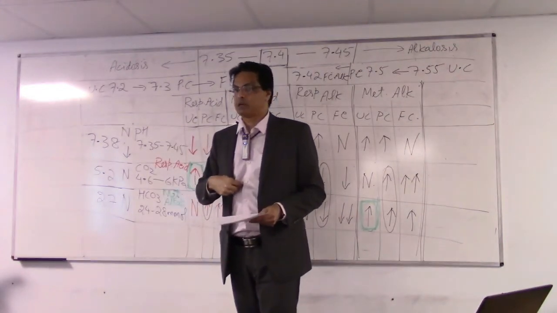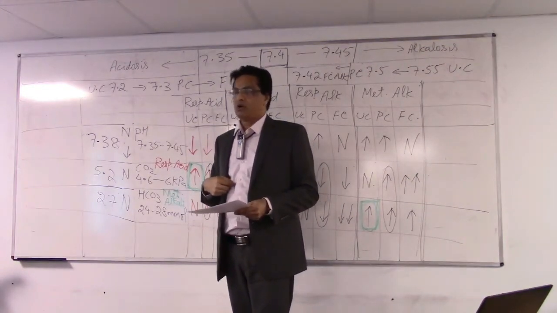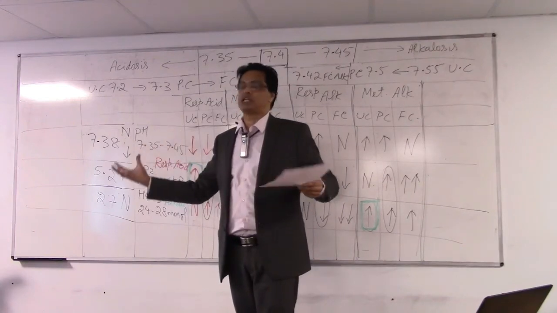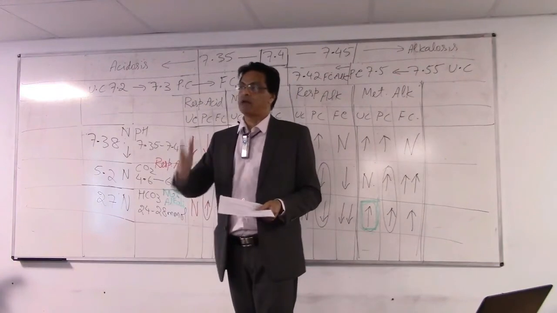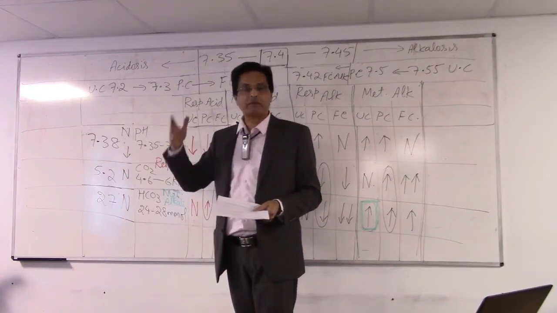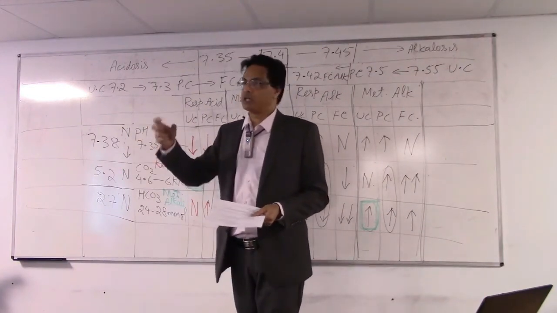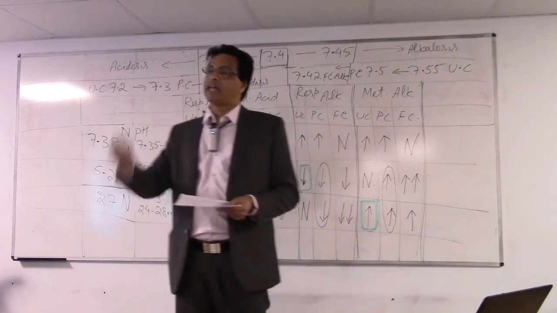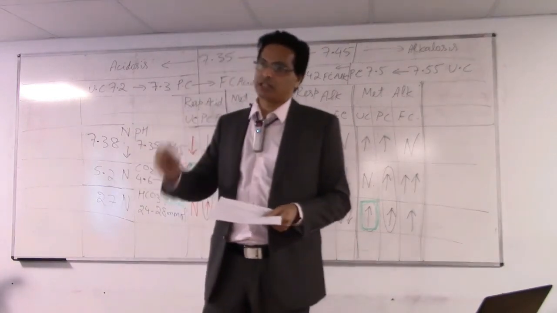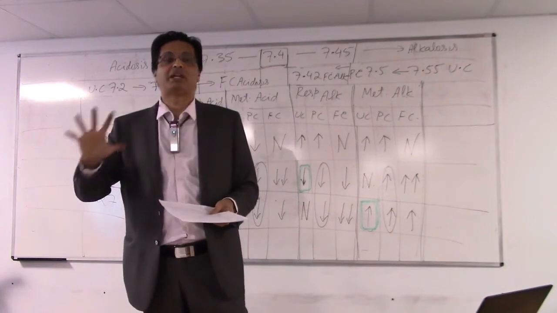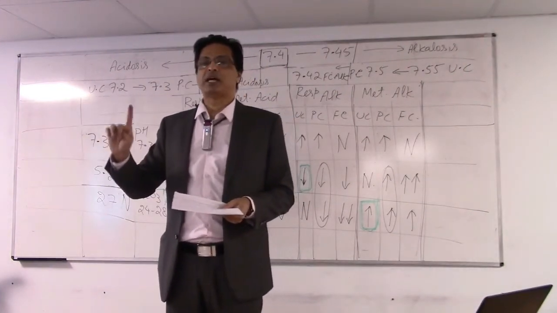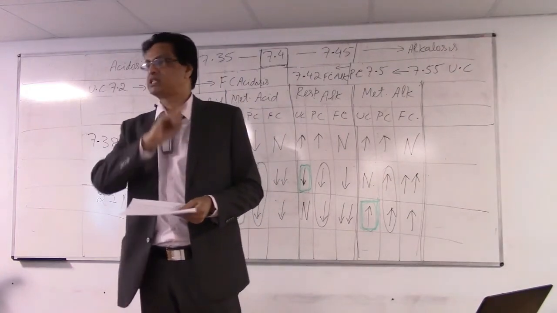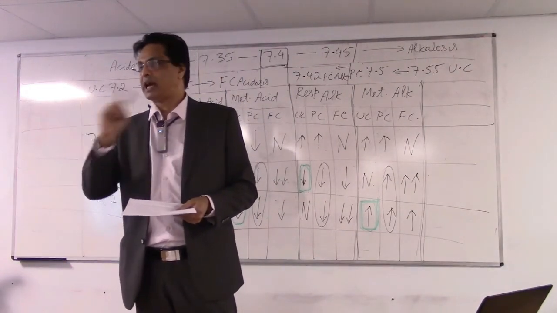What acid do we have in the stomach? Hydrochloric acid. Or if somebody has got a cardiac arrest, there will be lactic acidosis. Or diabetic ketoacidosis. What is diabetic ketoacidosis? Ketone bodies, they are also acids. So any other acids in the body other than carbon dioxide, they are all metabolic acids. Except carbon dioxide. Carbon dioxide is the respiratory acid.